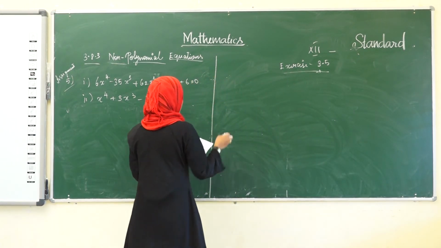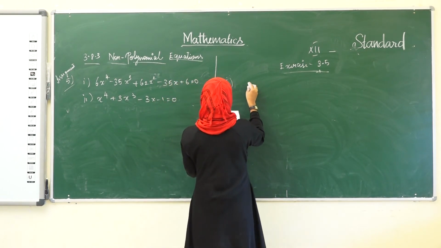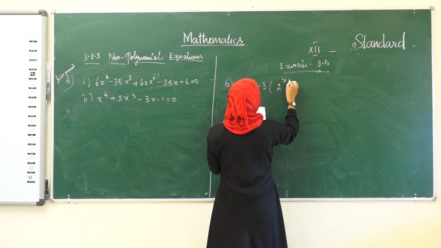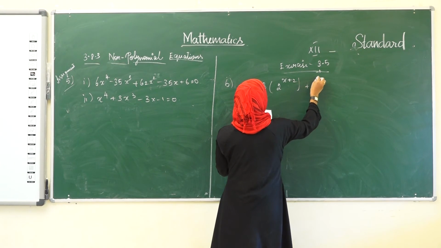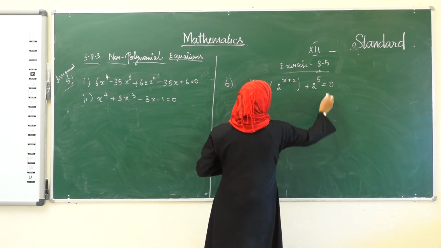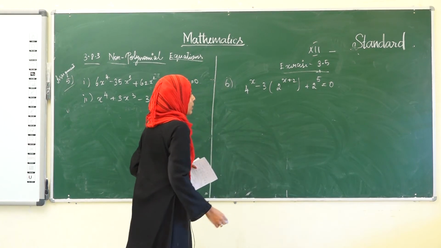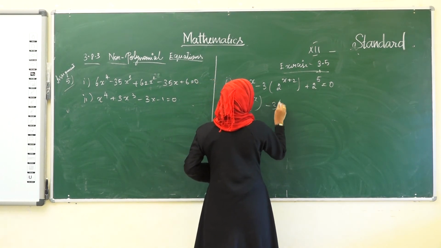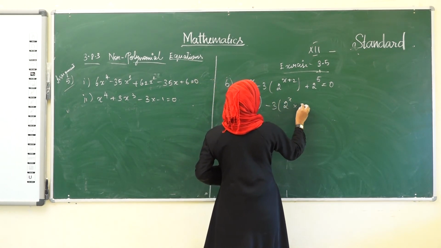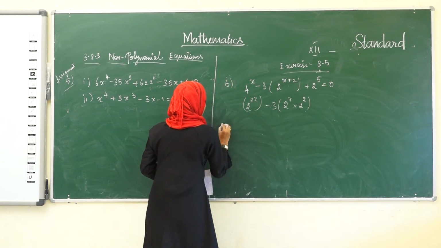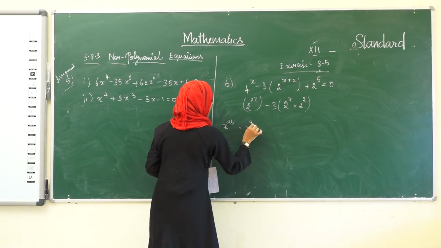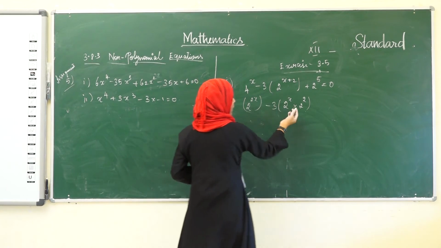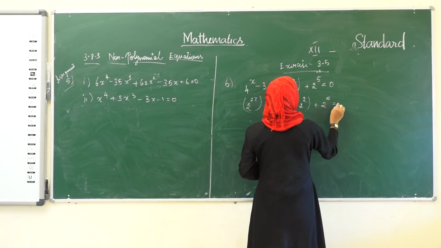Okay, now let us move on to the sixth question. Find all real numbers satisfying the equation 4 power x minus 3 into 2 power x plus 2, plus 2 power 5 equal to 0. We are going to find the value of x. Okay, see here, factorize this. This will be 2 power 2x, minus 3 into 2 power x into 2 squared. We know that x power a plus b equals x power a into x power b. In that format, plus 2 power 5 is equal to 0.